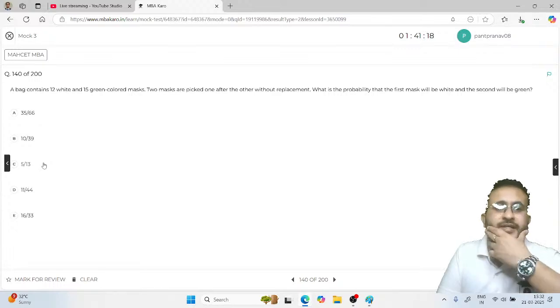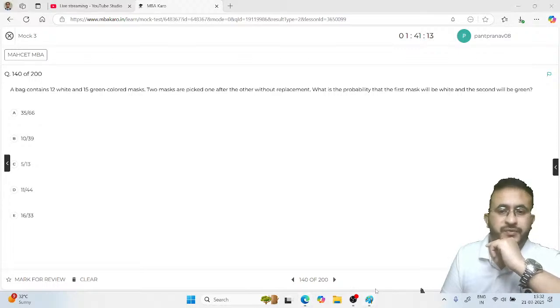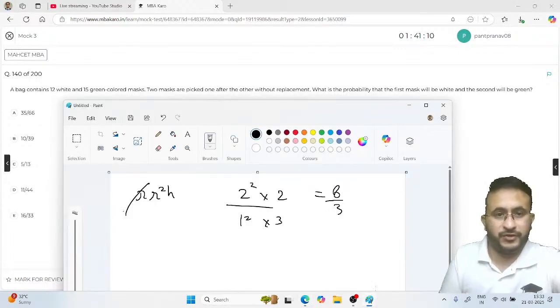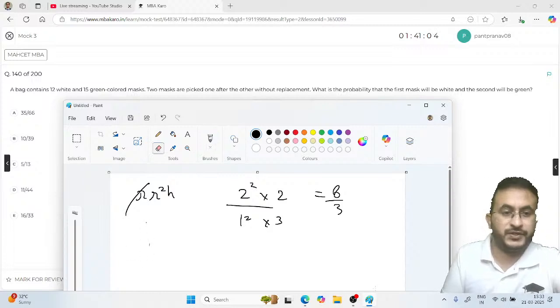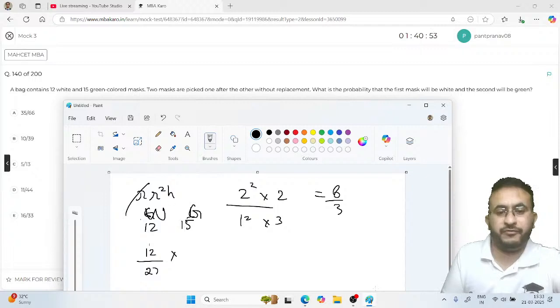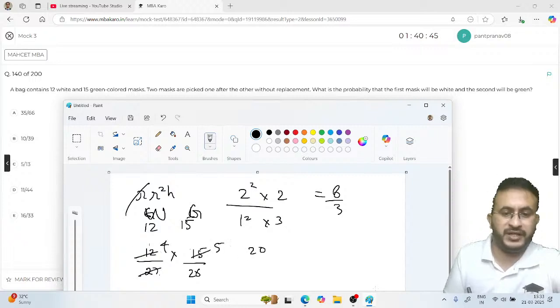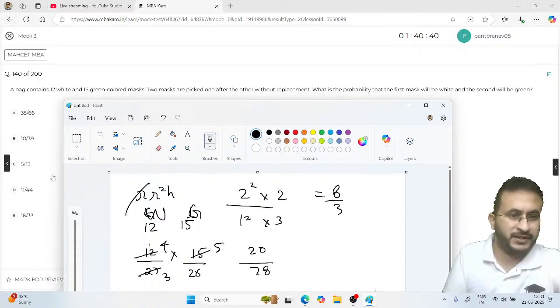There are 12 white and 15 green colored masks. Two masks are picked. The first mask will be white and the second will be green. So the first should be white and the second should be green. So when you pick the first mask, there are 12 white and 15 green. The first has to be white, that is 12 by 27. And now we have already picked the white mask, so we are left with 26 masks and this should be green. So we get 4 into 5 is 20. This is 30 by 78 or 10 by 39.